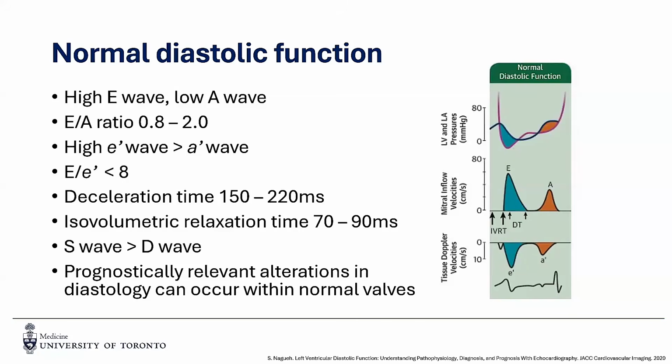Because your LV relaxation is still relatively preserved, your E prime wave will be much higher than your A prime wave, which corresponds to the atrial kick. And the E/E prime ratio, which again represents your left atrial pressure, will be less than 8 because your E prime is still relatively high, and so your ratio is going to be relatively low. Looking at your deceleration time, because your left ventricle is still relatively snappy, it will be between 150 to 220 milliseconds. And relatedly, the isovolumetric relaxation time is going to be relatively short, between 70 to 90 milliseconds.